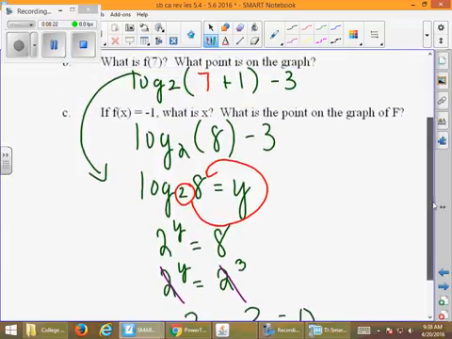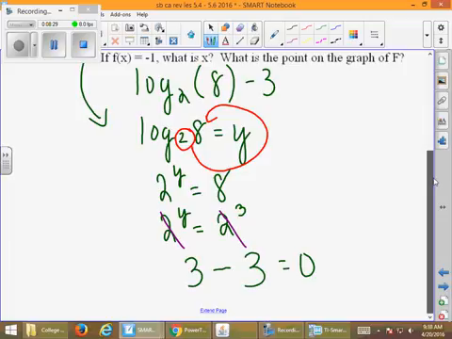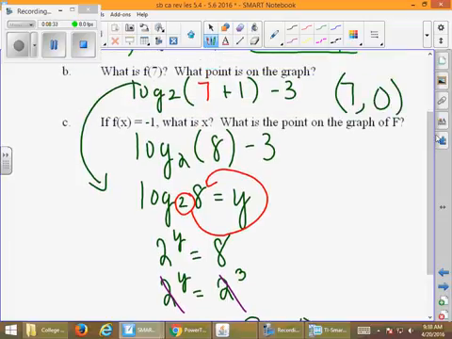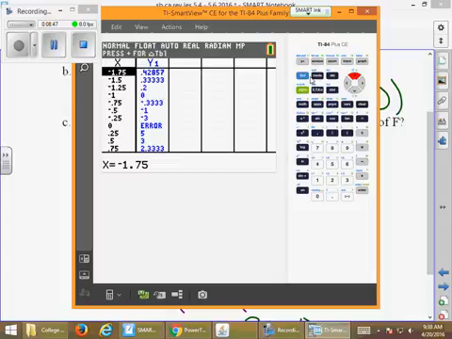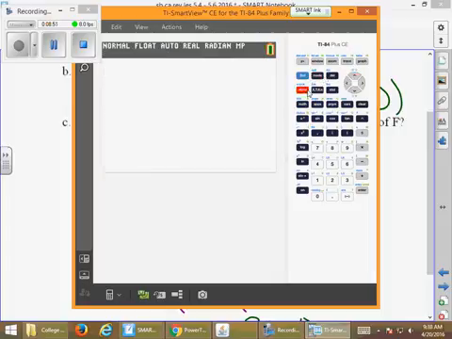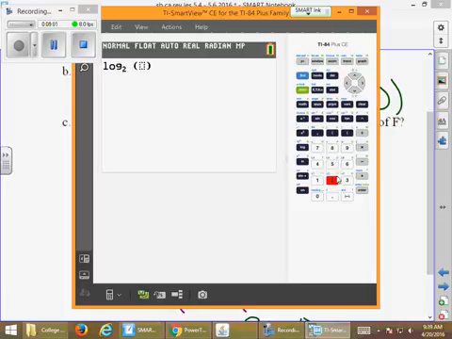And it says, what point is on the graph? Well, we put 7 into the function, and we came up with 0 out of the function. Depending on your calculator, that's one of those problems that you conceivably could have typed into the calculator. If you hit alpha window, number 5, and then type in log base 2 of 7 plus 1, minus 3, sure enough, there's the 0.